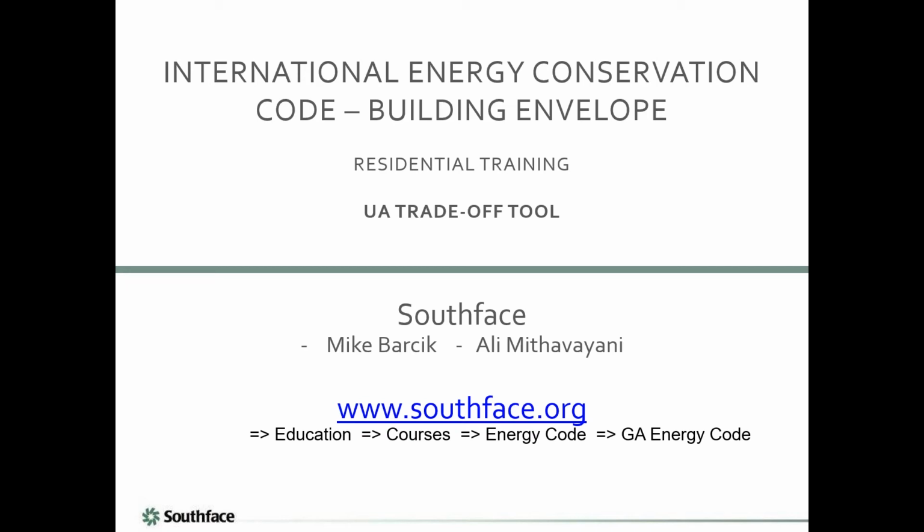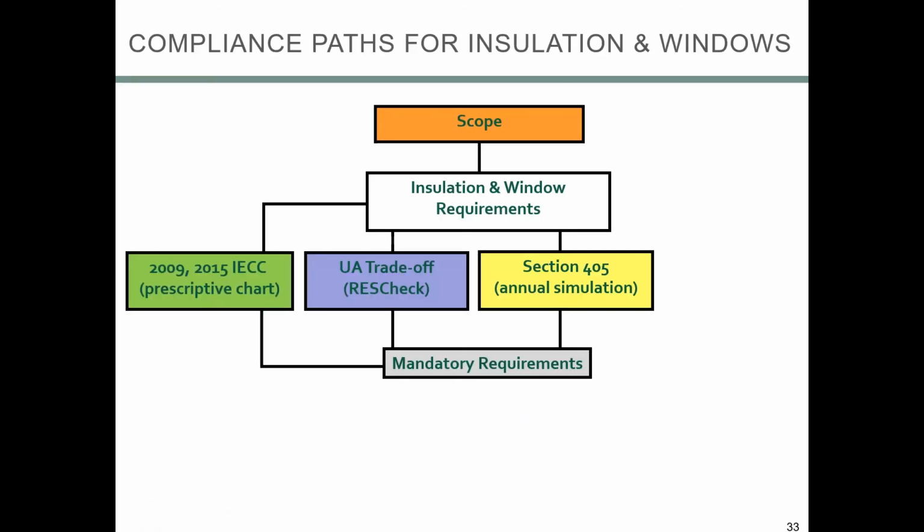So at this point, I'm going to get into the ways that you can show compliance with the energy code. Of course, there's always the prescriptive path, and the prescriptive path is based on the 2015 IECC, but it's amended to the Georgia amendments, and I'll show you the actual values. And then if you don't want to meet the prescriptive chart, you can meet the UA trade-off, or you can do ResCheck. ResCheck basically is a UA trade-off. It's a very nice tool.